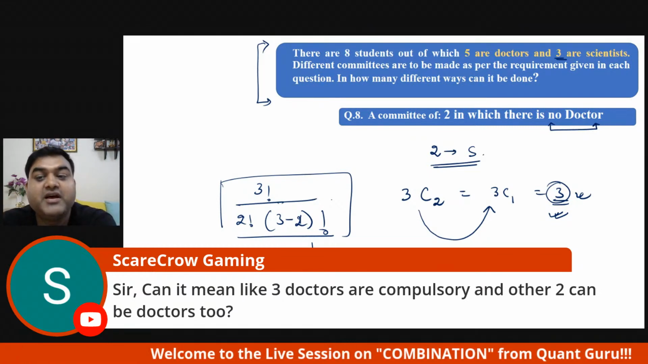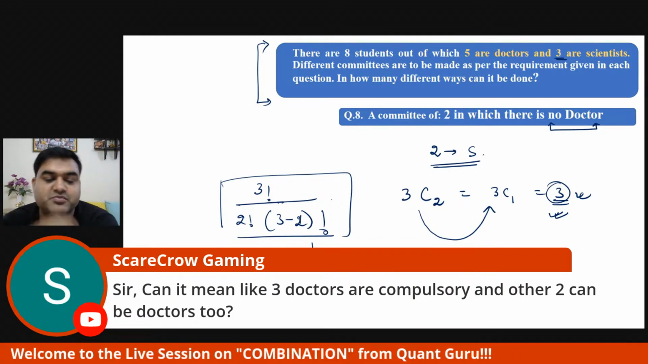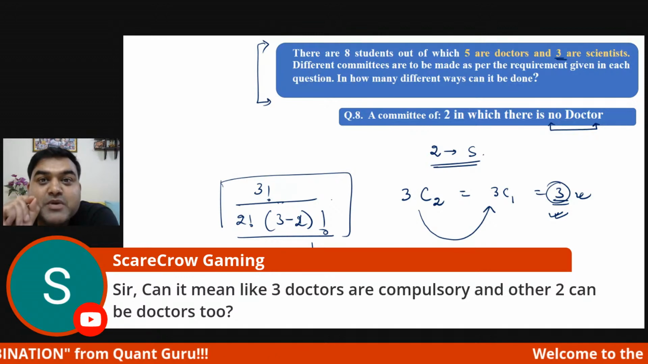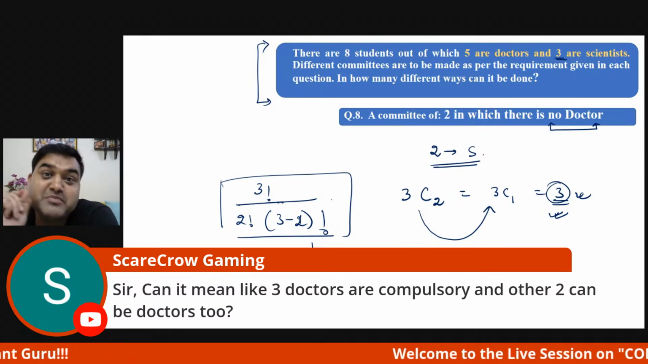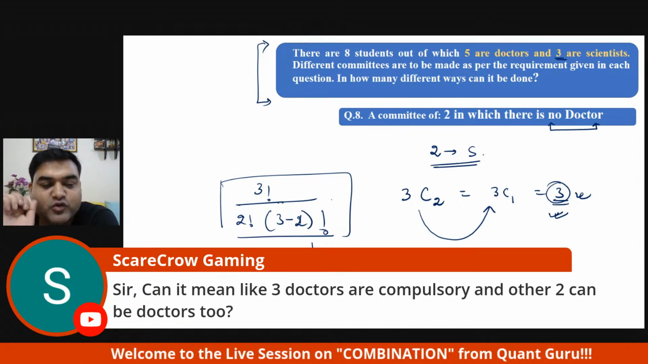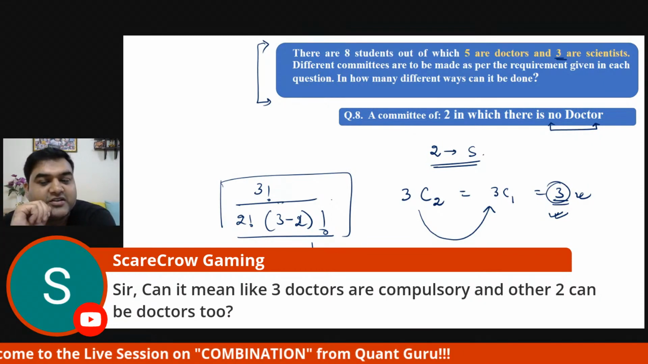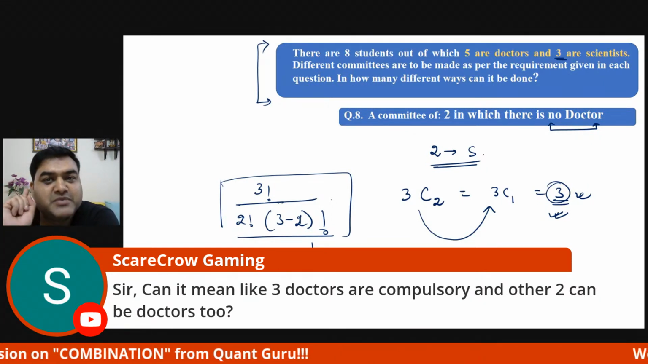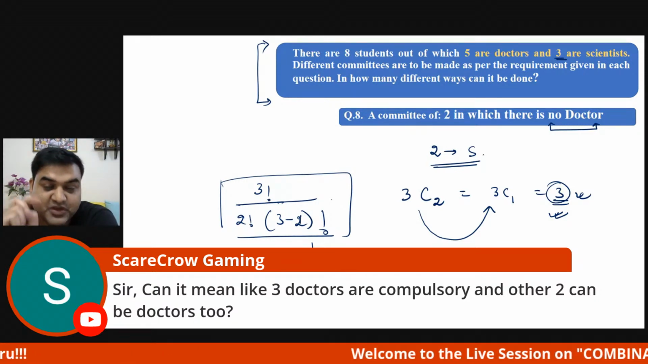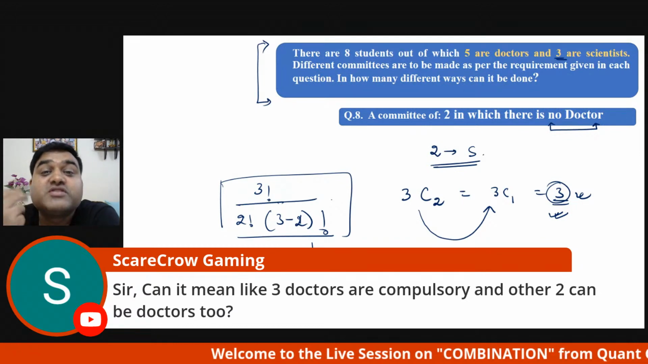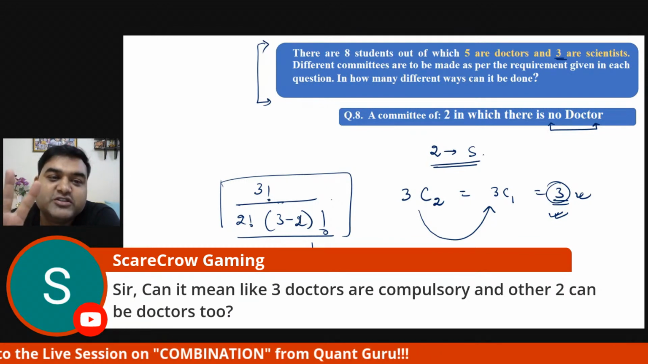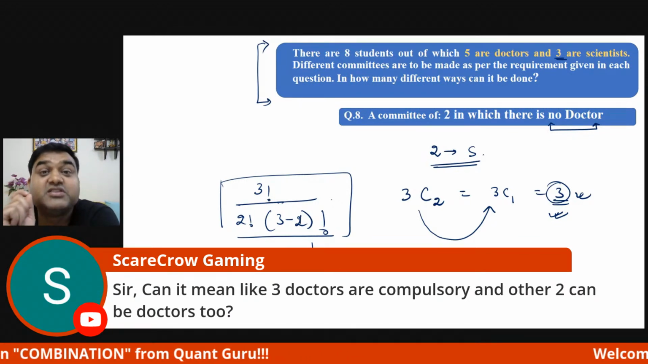If they had changed the question to minimum 3 doctors, that means it can be minimum 3, it can be 4, it can be 5. A committee of 5 out of which minimum 3 doctors should be there means the number of doctors can be 3 or 4 or 5. Understood? Now, if it was given at most 3 doctors, then it can be 1 doctor or 2 doctors or 3 doctors, not more than that. But here they have given 3 doctors.